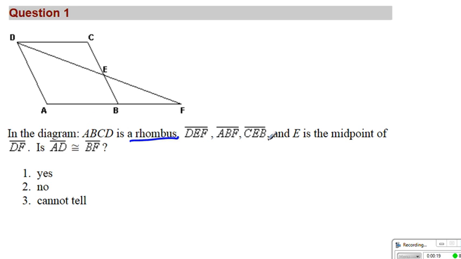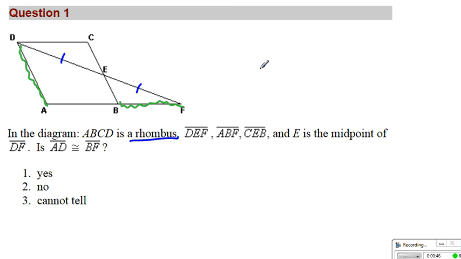Now these three are straight lines, and E is the midpoint of DF. So E is the midpoint of DF. That means we know that this line segment is equal to this line segment. Now, the question is, is AD, we are looking at this part of the line segment, equal to BF, which is this part of the line segment?